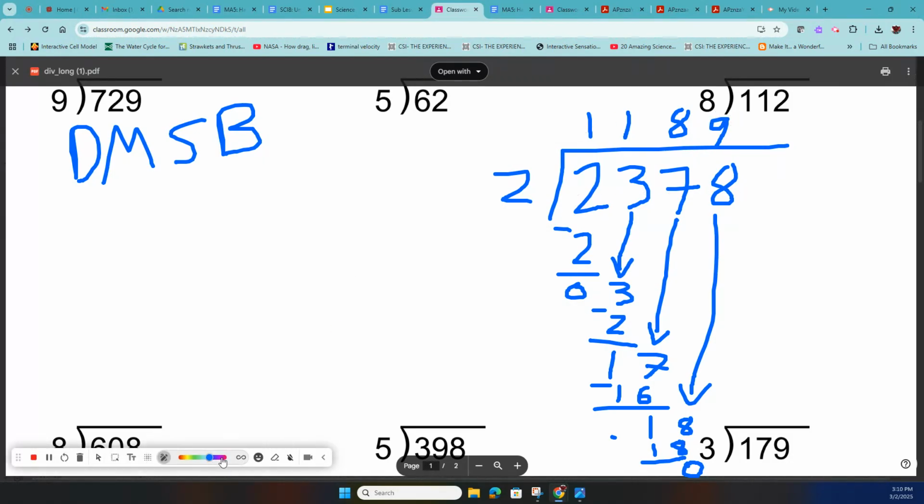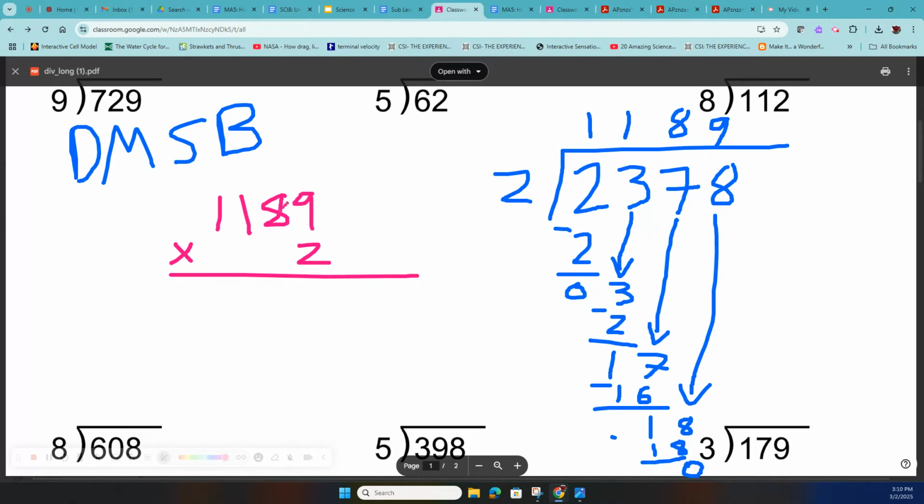And again, I'm going to check my work just to be safe. So 1,189. Then I'll work backwards. I'll multiply that with 2. And if this equals 2,378, then I know my division was right. 2 times 9 is 18. Carry the 1. 2 times 8 is 16, plus 1 is 17. Carry the 1. 2 times 1 is 2, plus 1 is 3. And 2 times 1 is 2. And look at that. We're correct. Checked it out. That's awesome.